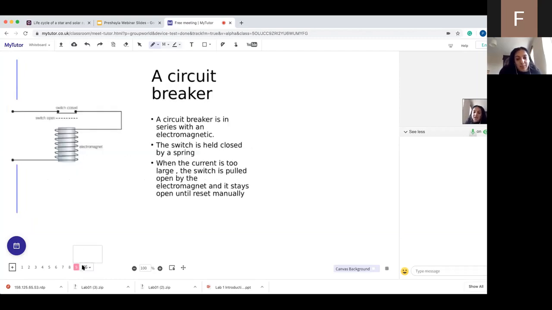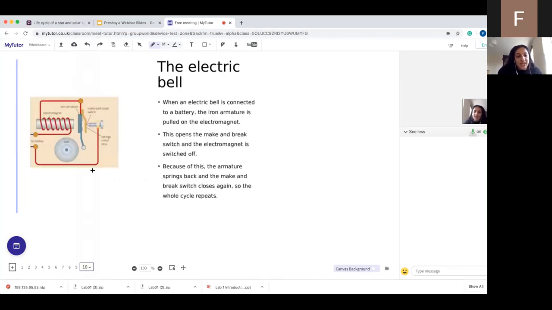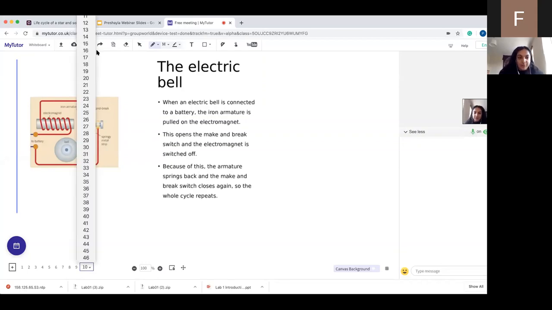So it's all about this magnetization and demagnetization of electromagnets. We looked at a circuit breaker, which is sort of the same thing. And when the current gets too large, the electromagnet is able to open the switch. So it attracts the switch open and breaks the circuit. Then we looked at the electric bell. I won't go into too much detail about that, but it is another application, and this demagnetization and magnetization of the electromagnet makes that ringing sound by breaking and completing the circuit.